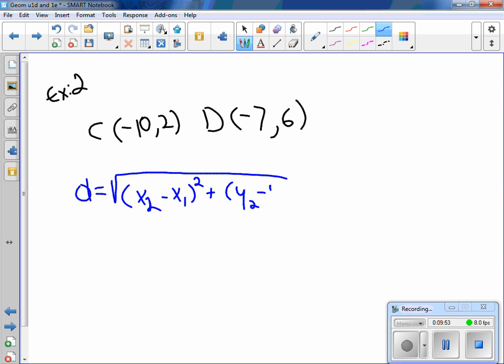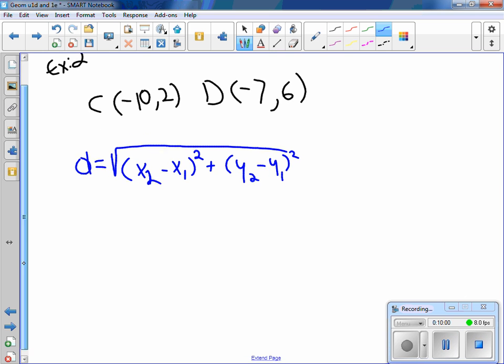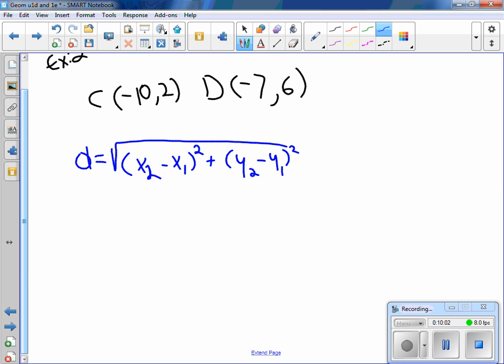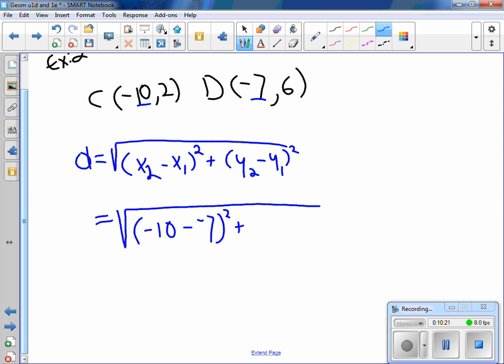So our distance formula is... Now, I suggest, as you're doing this, always write the formula just to remind yourself of what goes where. It's good practice in general so you don't lose your place in what you're doing. So our first x coordinates, remember they're going to be in order. So negative 10 minus negative 7, square that, plus 2 minus 6 squared.